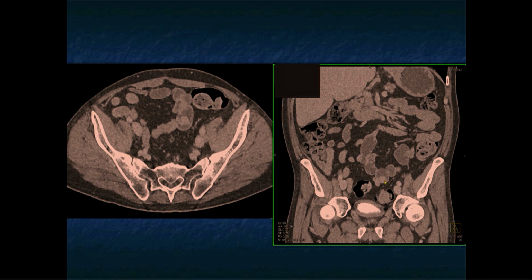You can imagine how easy it is to walk by that lesion. If I put a circle on it, you can see it. On the venous phase, it's really difficult to recognize. So that indeed becomes very important.